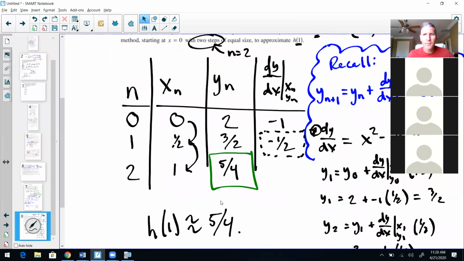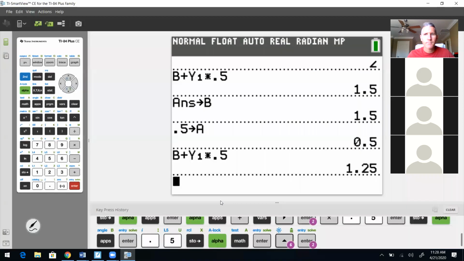Five-fourths, 1.25, right there. Okay, so that's the way I do it. Again, b plus, so remember b is my previous y value, plus y sub 1 is really my differential equation with the x and y values that I've put in there for my initial, times the step size. That gives me my y sub 1. I call that my new b. So this is now my new y value, and 0.5 is my new x value.